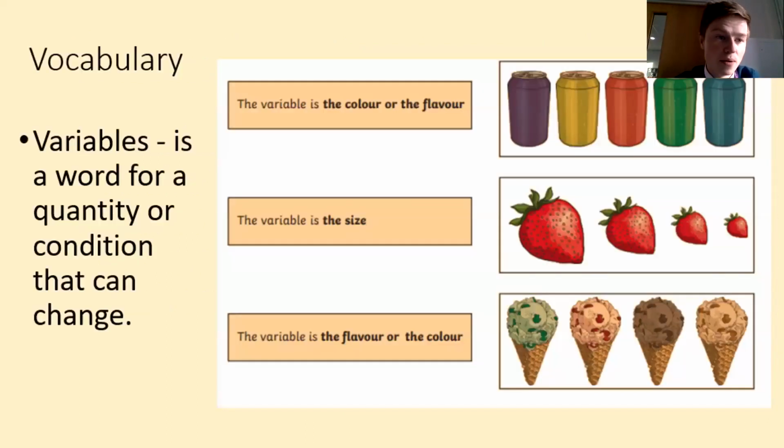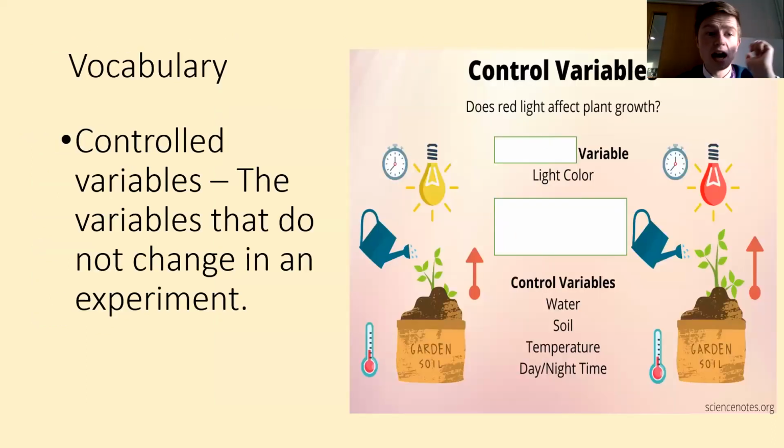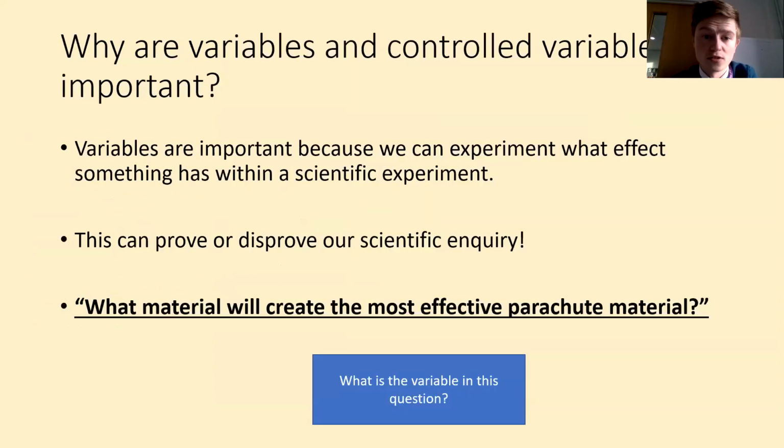So what you need to remember when doing an experiment, variables do change, the thing you're testing, and controlled variables do not change. Now, why are variables and controlled variables important? So variables are important because we can experiment what effect something has within a scientific experiment. This can prove or disprove a scientific inquiry.